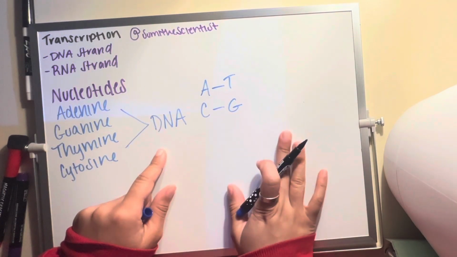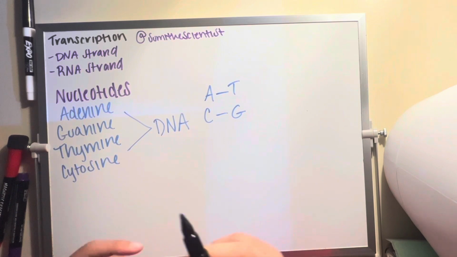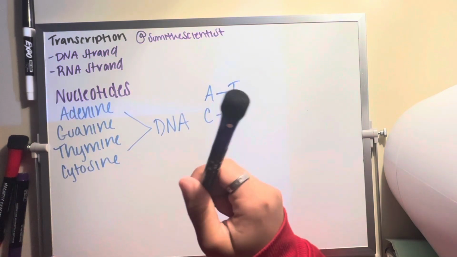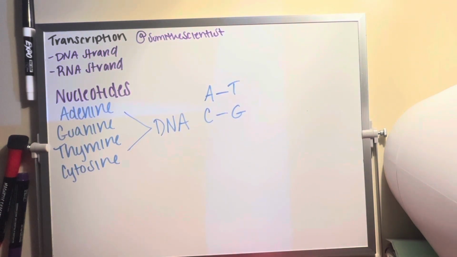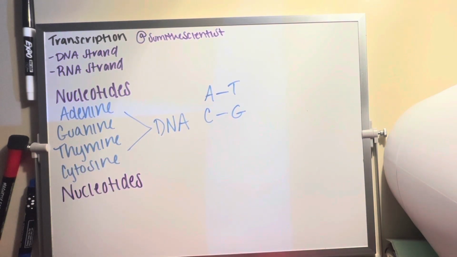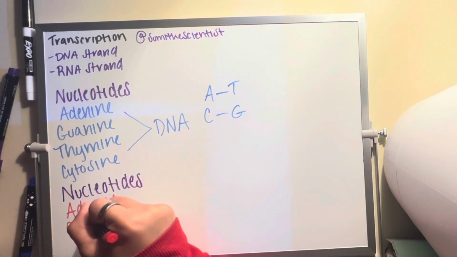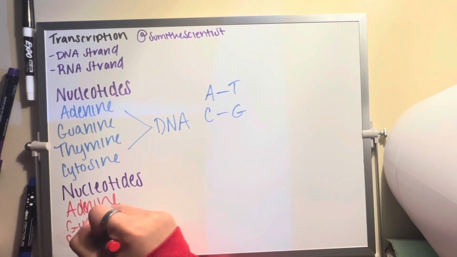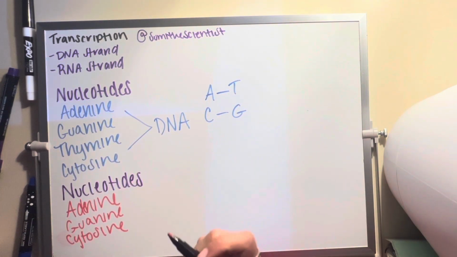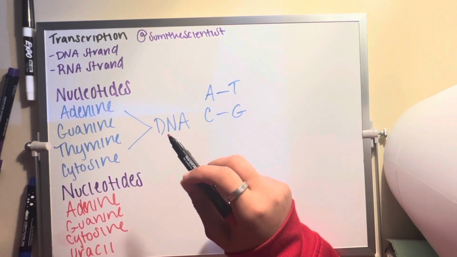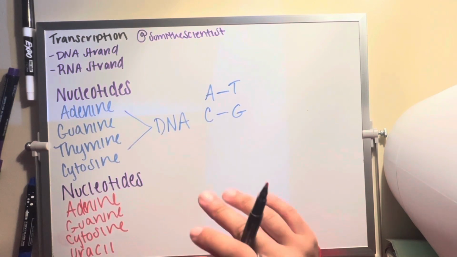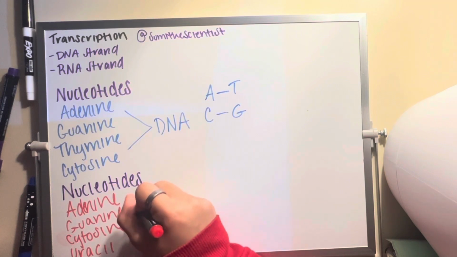And I'm labeling this DNA for a reason, because we do have a change when it comes to RNA. When we get into RNA, our nucleotides are different. We have adenine, guanine, we have cytosine. We don't have thymine in RNA, we actually have uracil. And if you don't know, uracil is less stable than thymine, so we prefer thymine over uracil. So uracil is less stable, and this is in RNA.